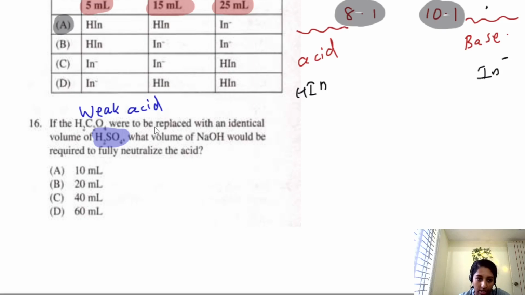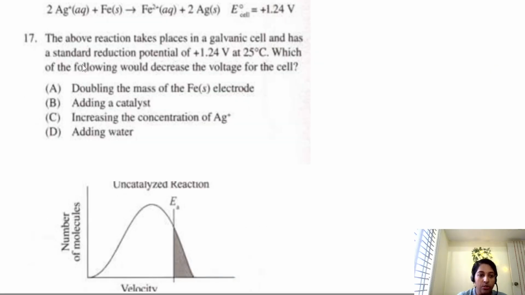H2C2O4 is a weak acid. At the same time, H2SO4 is a diprotic acid but a strong acid. So is there any change when a weak acid is replaced by a strong acid? Is there any change in NaOH volume? The answer is no, because the number of moles they are offering is the same, isn't it? The number of moles are the same, so there is no change in the volume of NaOH used. So if the other one is 20, then this one also should be 20. Okay, that's it.